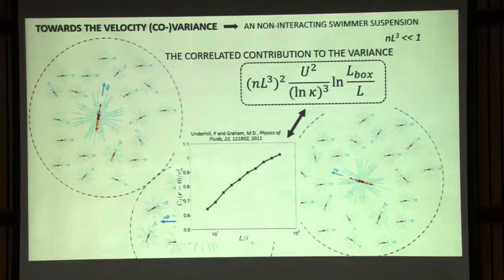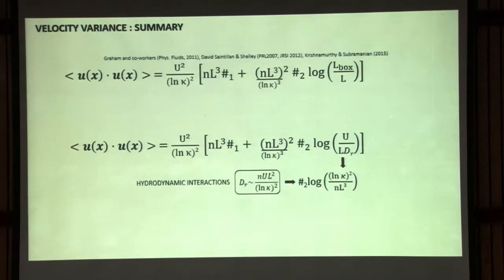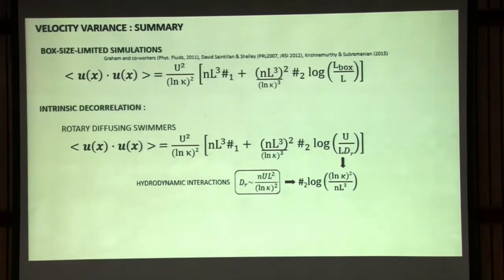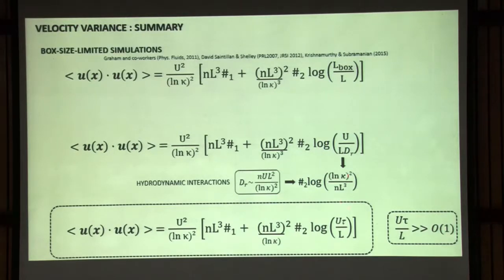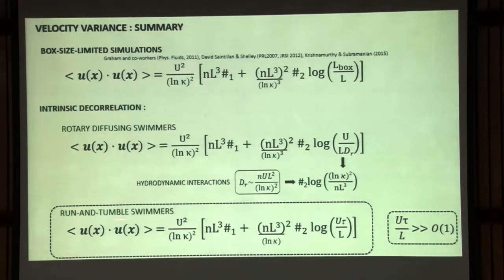So if you have a simulation, then you're going to observe something like this. And that's really what Michael Graham had in his simulations. In a simulation, your divergence is limited by the box size, by periodic boundary conditions. But in real swimmers, if you had really persistent swimmers, run and tumble swimmers, then I would replace L box by the large run length. So that tells me that the velocity variance for very large u tau is going to go logarithmically as u tau by L. Now in this case, for run and tumble swimmers, you can actually solve this for arbitrary u tau by L.